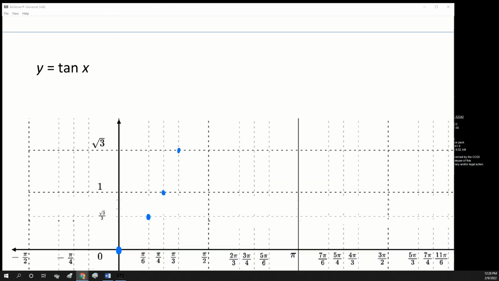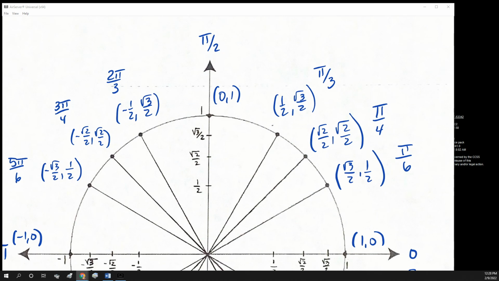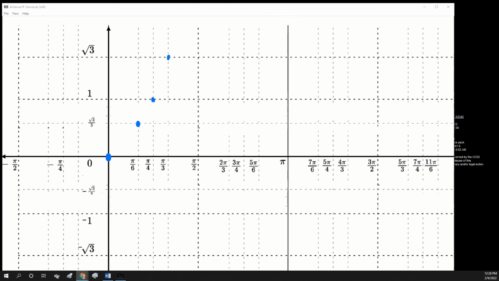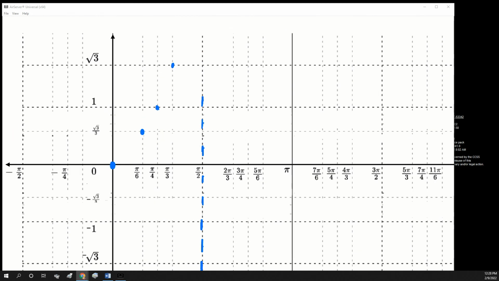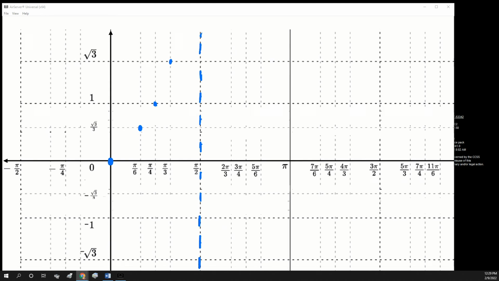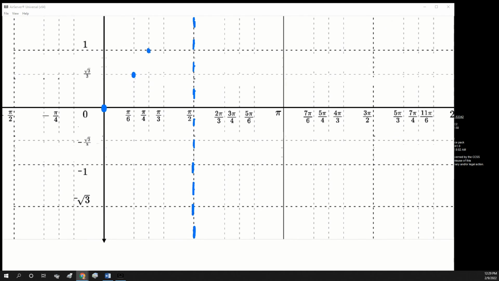All right, and then pi over 2. So pi over 2, I'm going to do y divided by x. What do y'all think? Undefined. And how do we do undefined on the graph? Vertical asymptote. Good. Okay, so that's what we would do all the way around the unit circle. But I think you're going to be able to see the pattern once you keep going.